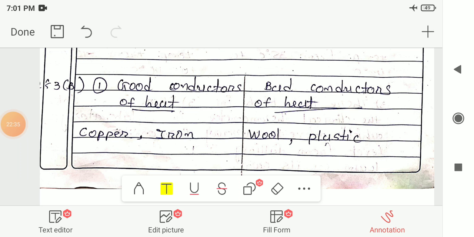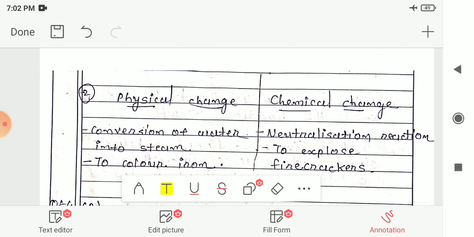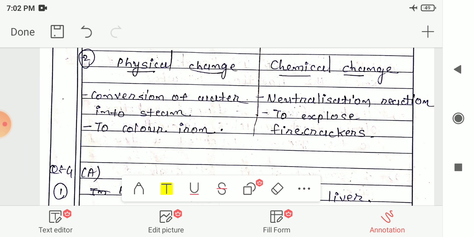So here the answers for the first classification are shown to you. You can check your answers from here. And here in the second one, the classification for physical change and chemical change is shown to you. So till now we have completed the solution for the first 3 questions. In the next video we will solve the remaining questions of this paper. Thank you.